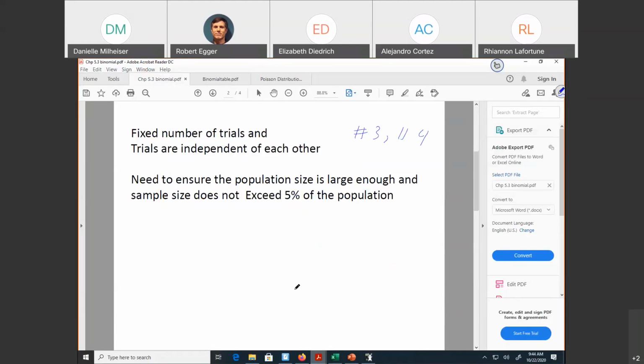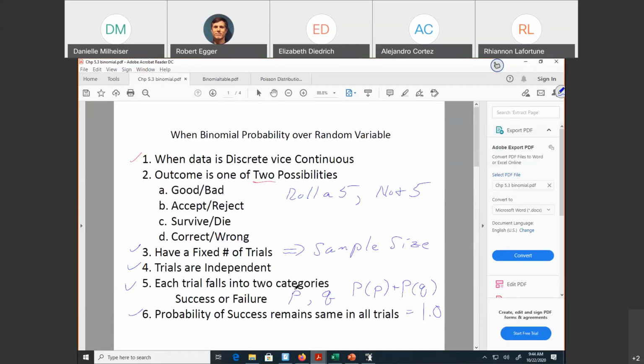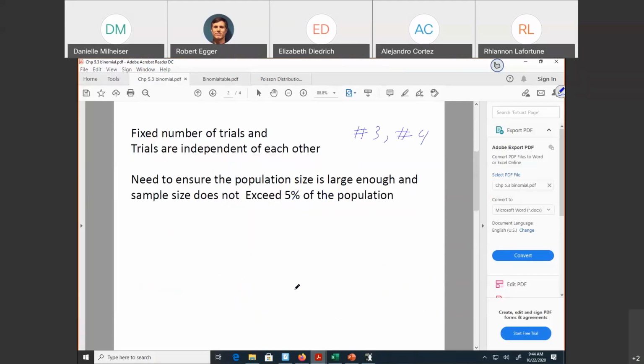All right, now here's another thing you need to ensure when you're doing the binomial. If you meet all those requirements: if the data is discrete, if there are only 2 outcomes, if the number of trials is fixed, if they're independent, and everything falls into 2 categories, success or failure, and the probability of success remains constant on each trial. You also have a sample size number.